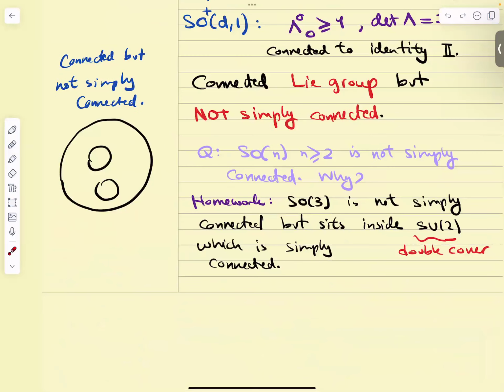All right. So this piece, SO plus (D,1), the restricted Lorentz group, is connected, but it's not simply connected. A space that's not simply connected means, like in the example I drew, a space with one hole, well, actually, let's say 2 holes, is connected because for every 2 points we can find a path, but it's not simply connected. Simply connected means that if you have 2 paths between 2 points, you can continuously deform them into each other. Another way of saying that is that if you cannot deform this path to this path continuously, it means that there is a loop that you could not shrink.